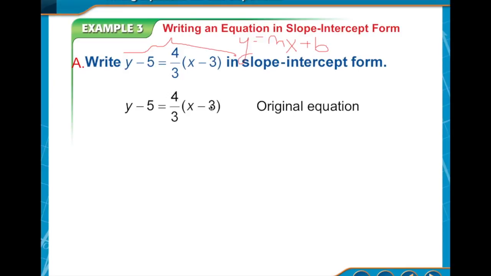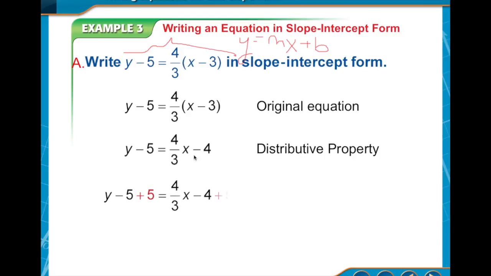Now from here we want to make sure we distribute that 4/3 to both things. So 4/3 times x is just this term. 4/3 though times a -3 becomes a -4. 3's cancel out, you're left with the numerator, keep the negative.